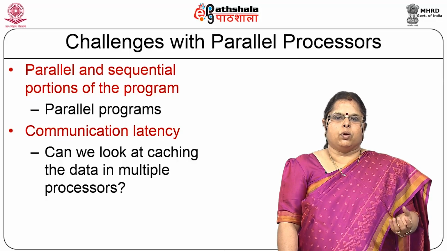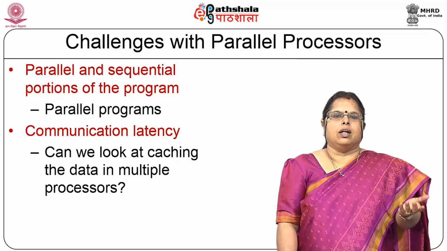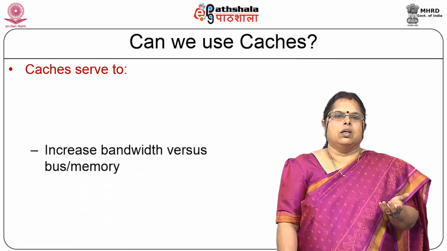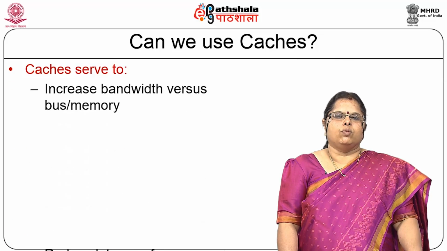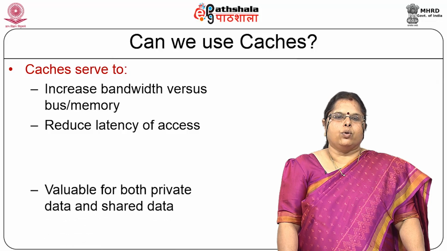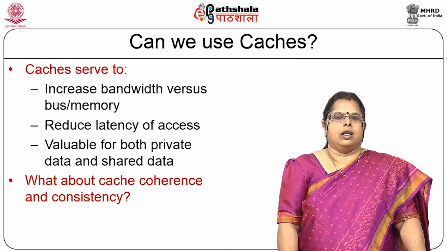As each processor wants data that it is going to commonly use, can that data be cached in the processor's respective caches? You know that caches serve to increase your bandwidth versus the memory or the bus speed. They reduce the latency of access. It is going to be valuable for both private data as well as shared data.